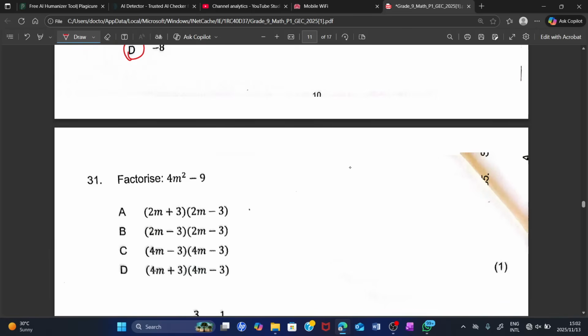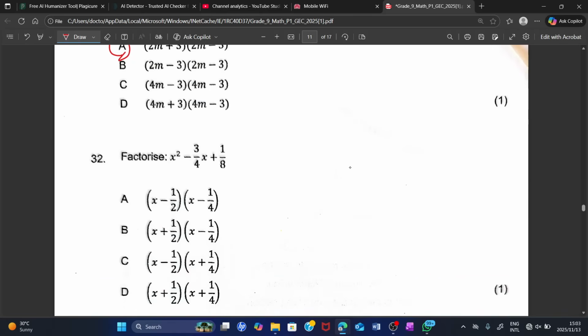How do you factorize this? It's 2m minus 3 into 2m plus 3. Okay. Yes, it's the same as A. Whether you start with plus or minus is the same thing.